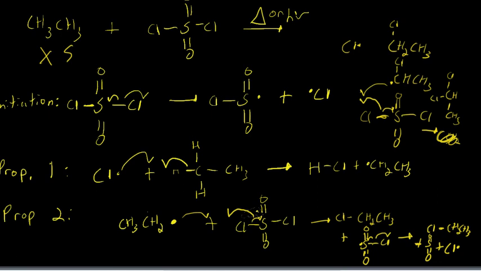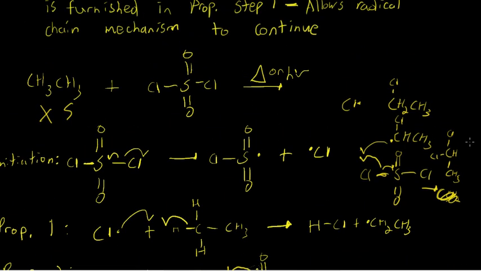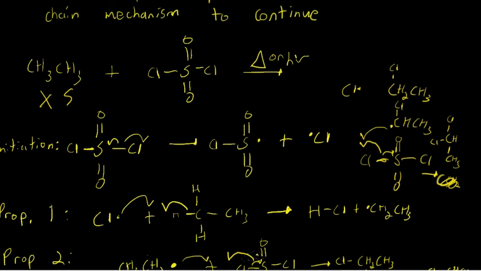So those are the 2 points to keep in mind, and the last point was just, if you want to avoid polysubstitution products, use an excess of alkane reactant.